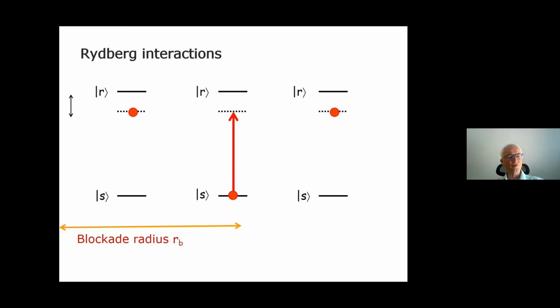For the experts, we use a so-called inverted scheme, where we go from the 5s state, not to the 5p state, but to the 6p state with a blue photon, and then from the 6p state to the Rydberg state with an infrared photon at 1030 nanometer, just because the matrix elements work out a little bit better there, and the available laser power as well.